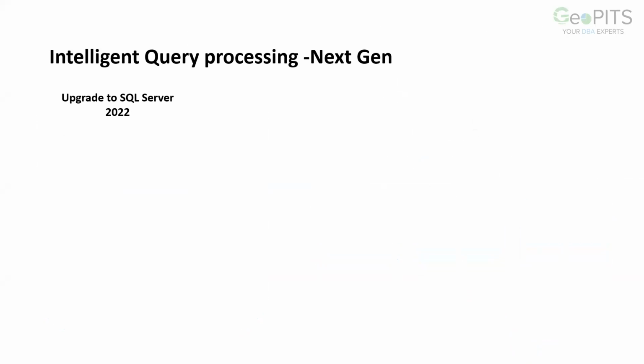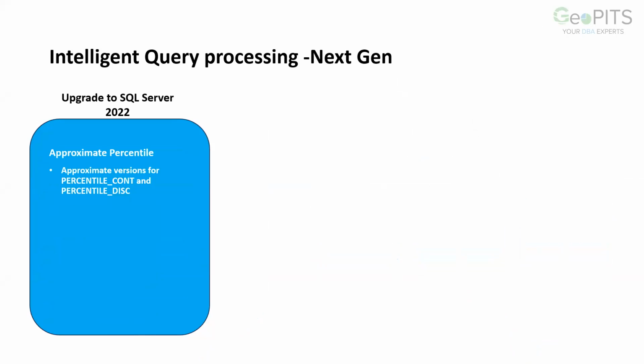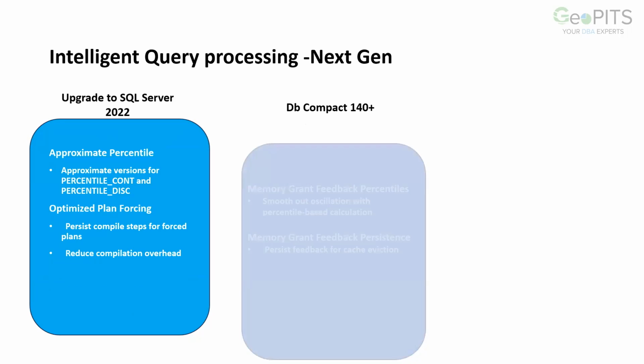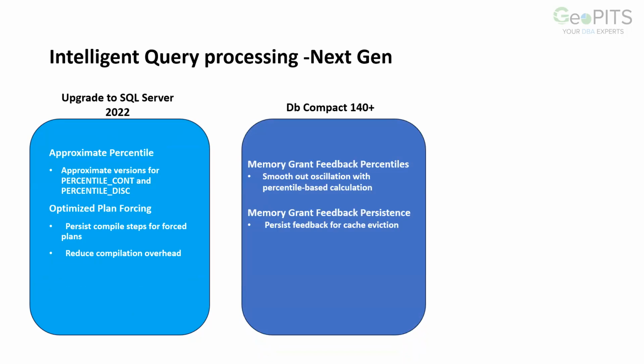Why should you upgrade to 2022? Here are some of the points: it will give you approximate percentile versions. Along with that, optimized plan forcing with a compile step of forced plans reduces compilation overhead. In previous versions like 2016, you also have options like memory grant feedback percentage and persistence.